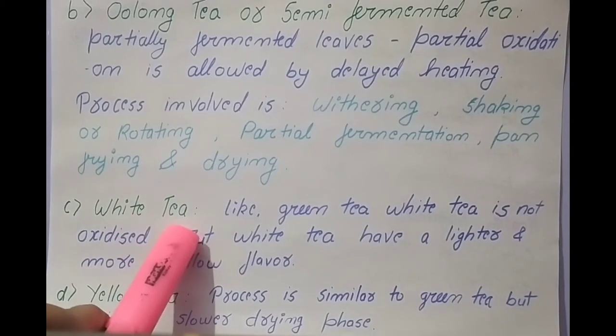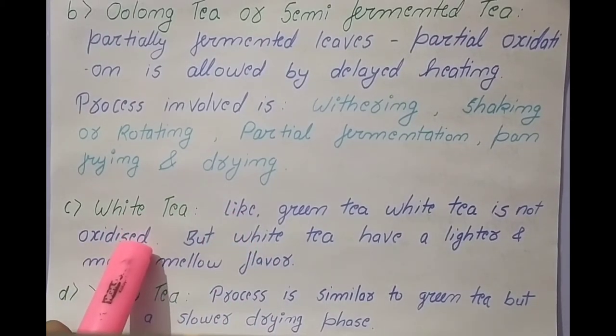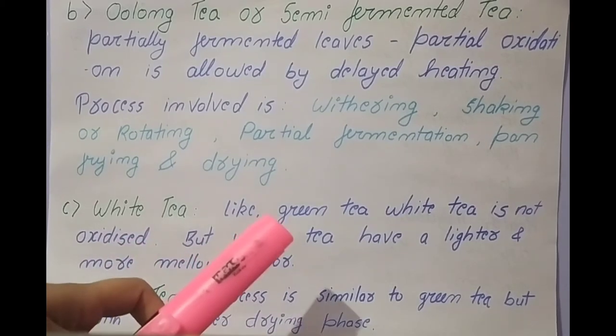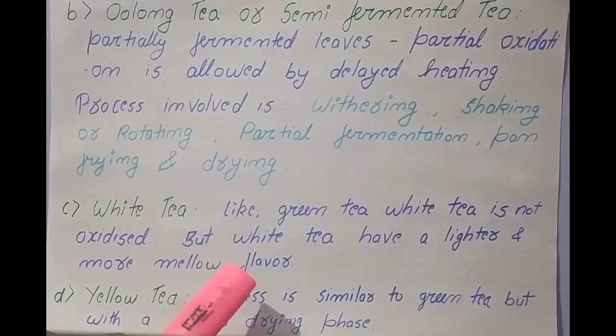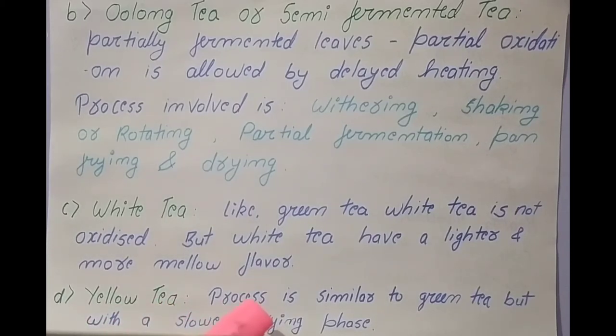Next is white tea. White tea is like green tea in that it is not oxidized, but white tea has a lighter and more mellow flavor. Fourth one is yellow tea. The process is similar to green tea but with a slower drying phase.